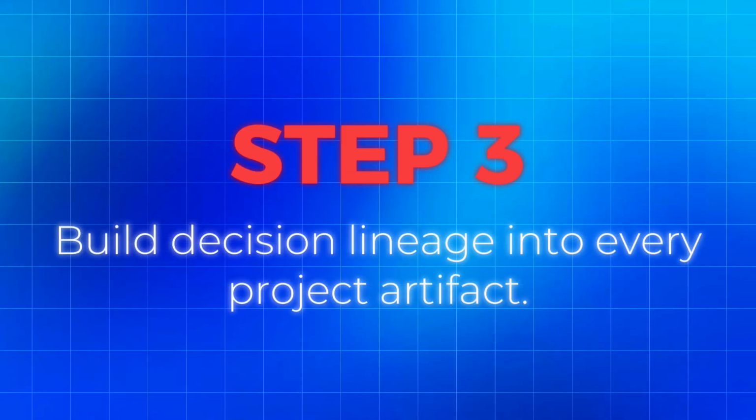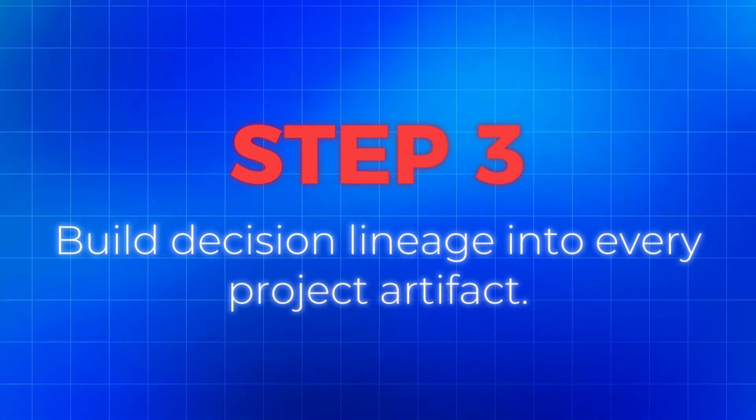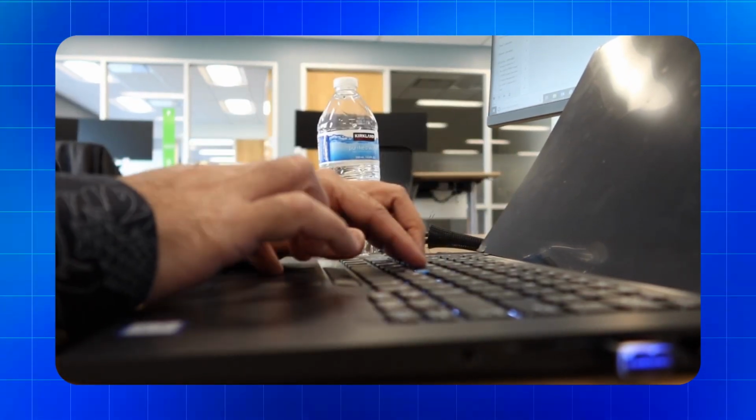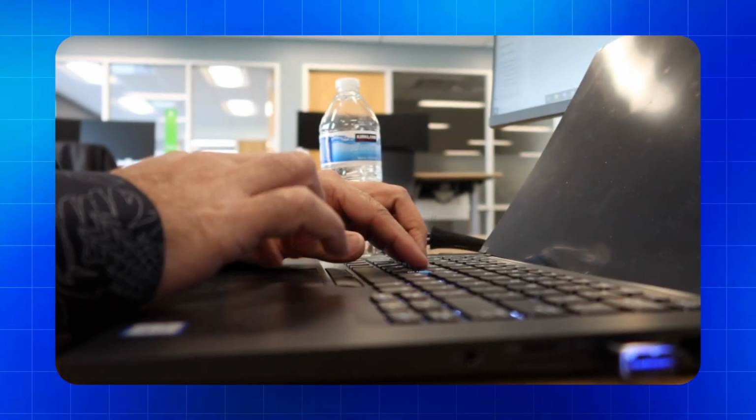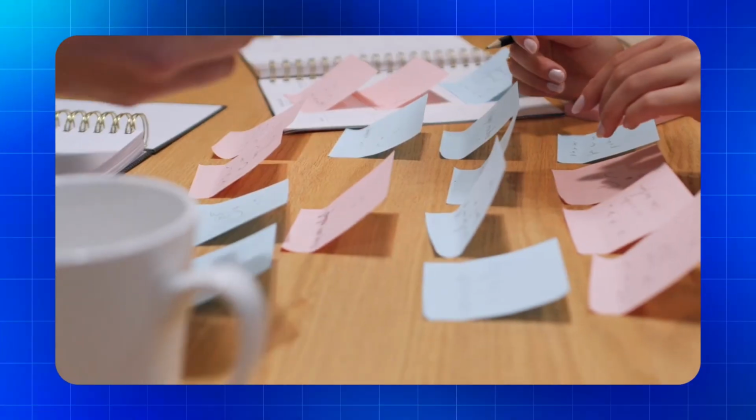And finally, build decision lineage into every project artifact. This is the one that'll change how you think about management and leadership entirely. Right now, when your team produces a plan, a risk assessment, a status report, there's an implicit assumption that a human created it, a human reviewed it, and a human stands behind it. But now that assumption is broken. Any of those artifacts could have been generated by an agent, partially edited by a human, and now delivered as if it was human work.